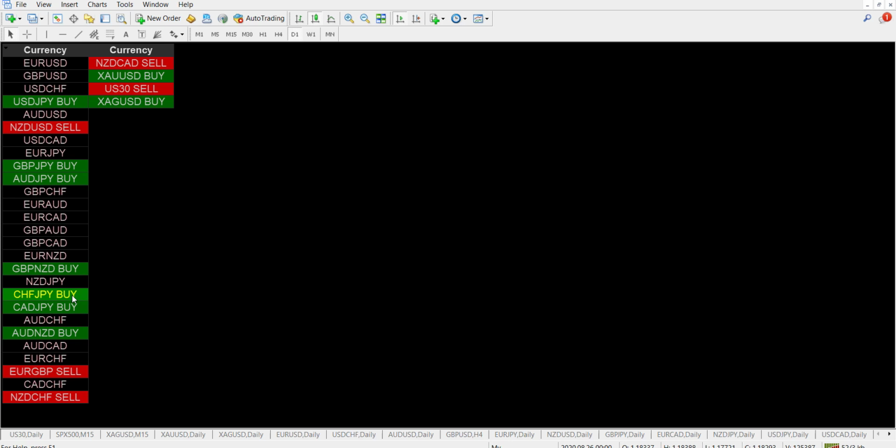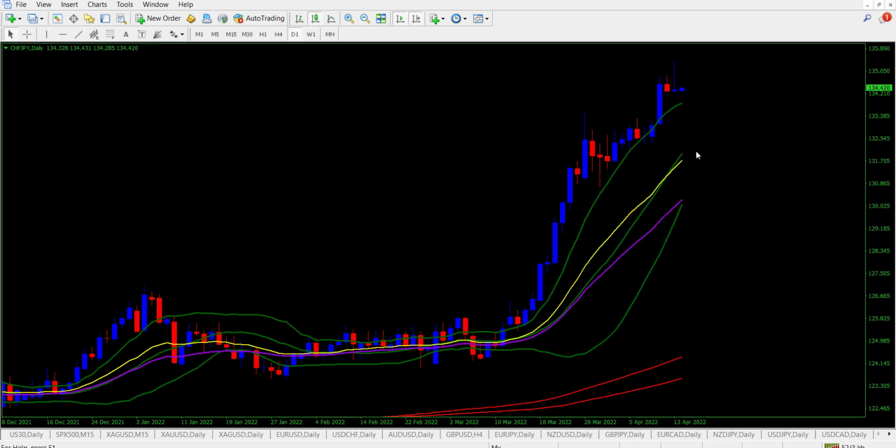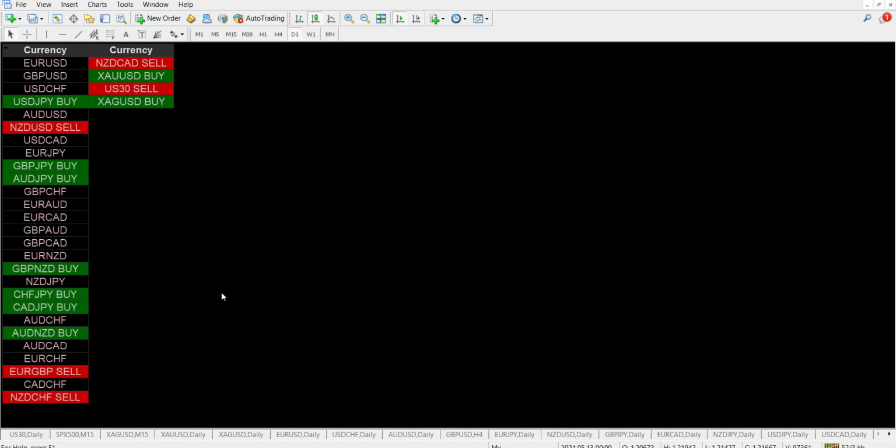Let's see what we have in the CHF yen. The overall trend is up and we are trading at the top of the trend, and as you can see, the previous day bar is also not good. It's a pin bar, which is a reversal bar, so I'll ignore this pair also.